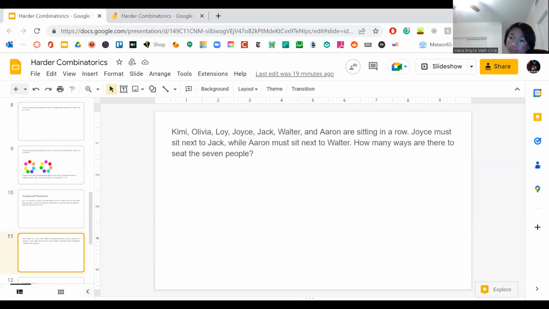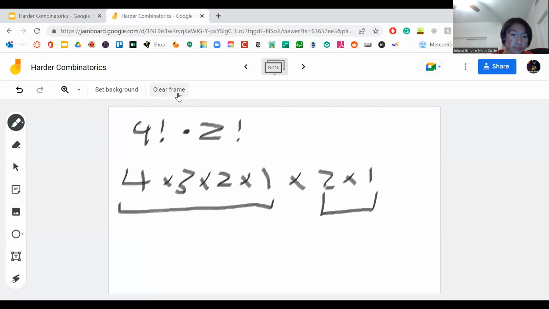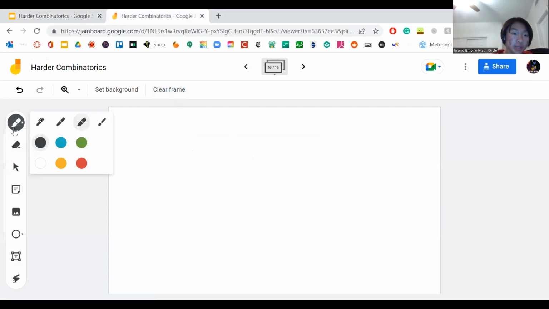So same concept. So this time we have some different people. Kimi, Olivia, Lois, Joy, Jack, Walter, and Aaron are sitting in a row. So we have how many people? 1, 2, 3, 4, 5, 6, 7 people are sitting in a row. So Joy must sit next to Jack, while Aaron must sit next to Walter. So how many ways are there to seat 7 people? Let's start by visualizing the problem again. I'm going to draw it out here.